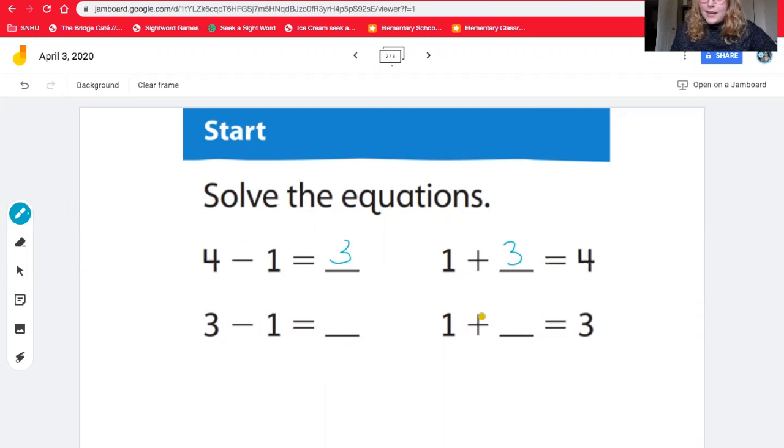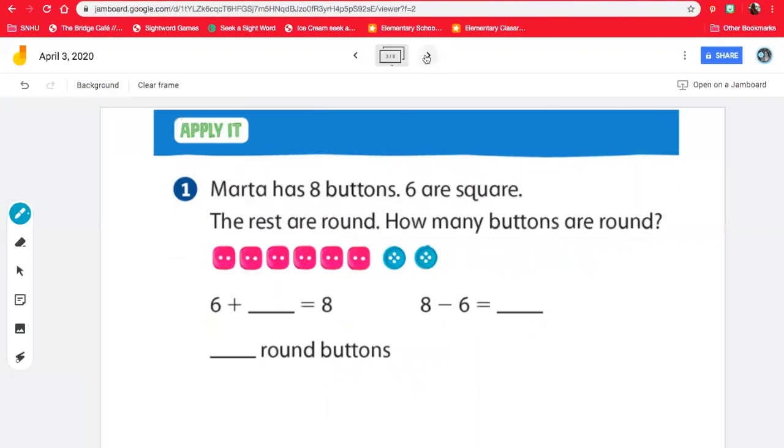What about 3 take away 1? Well, if I start with 1 and I count on to 3, let's see how many fingers I put up. 1, 2, 3. I put up 2 fingers, so 3 take away 1 is 2, and 1 plus 2 is 3. There we go. We're ready for the next slide.